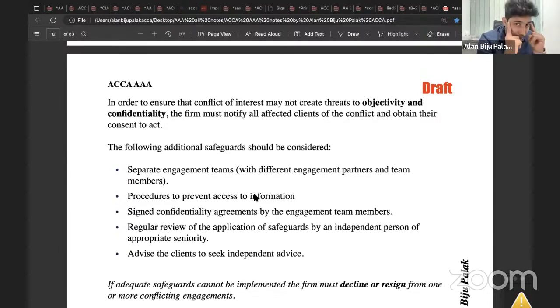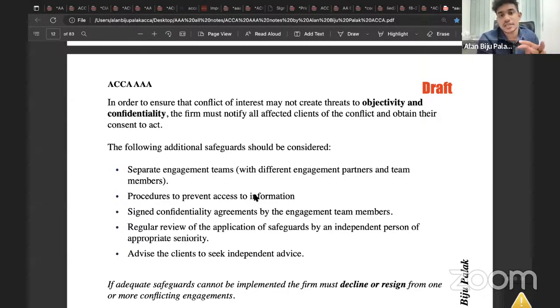First of all, you need to obtain permission from both the clients. After you get permission from both the entities, you have to take additional safeguards, which include using separate engagement teams for the audit. You have to take appropriate procedures to prevent access to the information. You need to sign the confidentiality agreement for the team members. Then this application of safeguards should be reviewed regularly by a senior official.